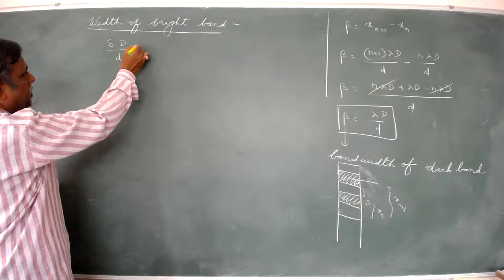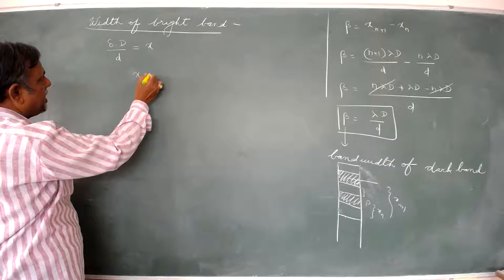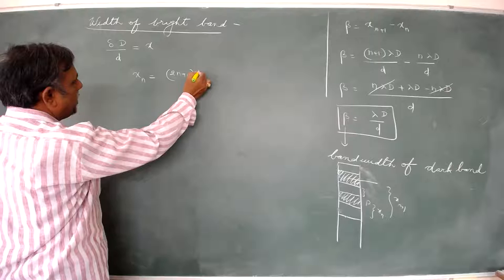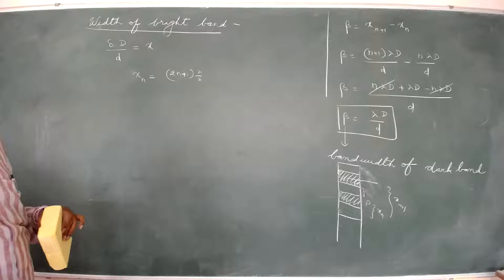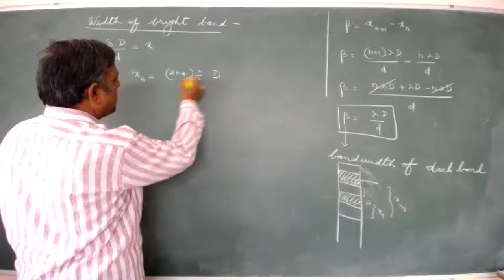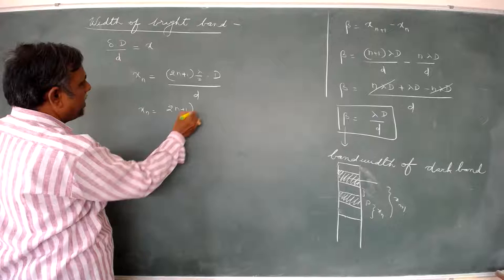So x is equal to Xn, where delta is the path difference of a dark band, which is 2n plus 1 into lambda by 2, into capital D by small d. So Xn is equal to 2n plus 1 into lambda capital D by 2d.